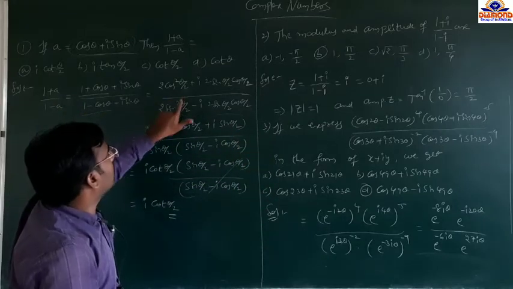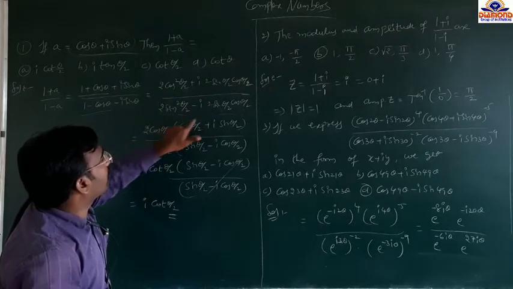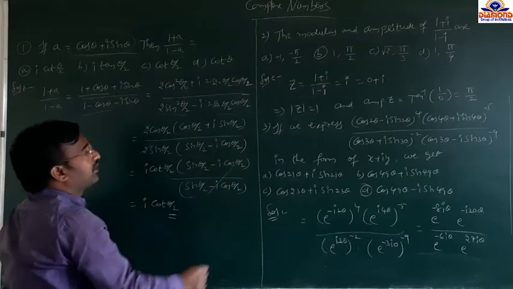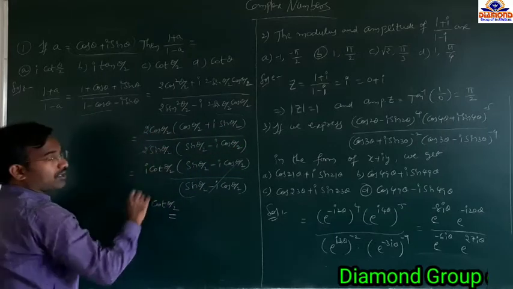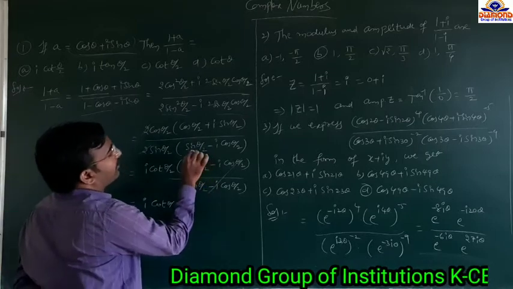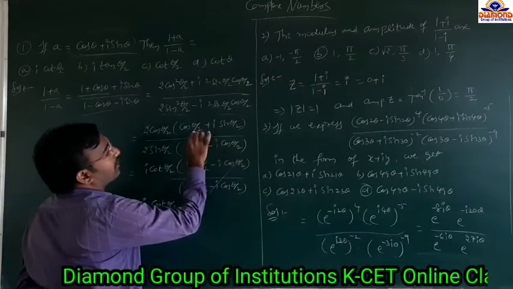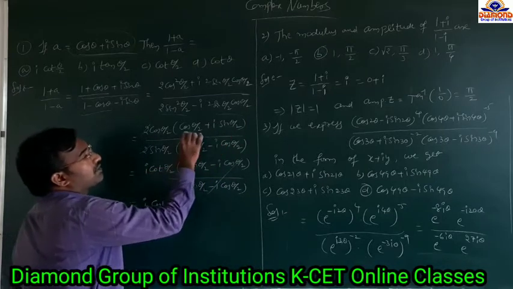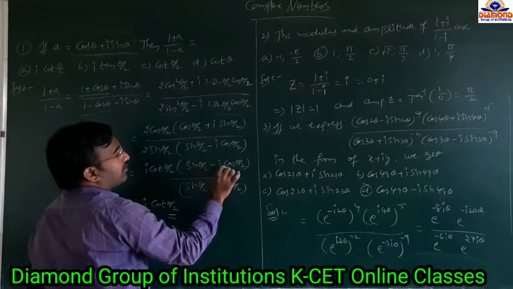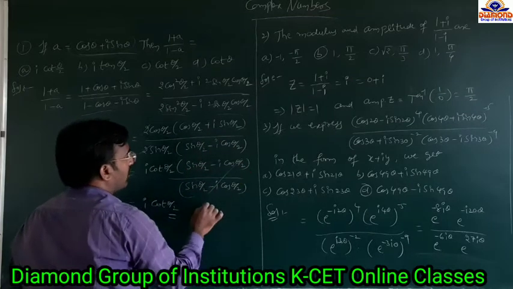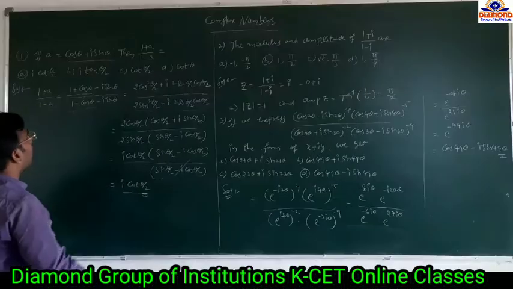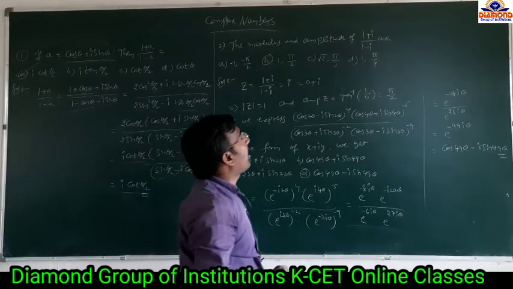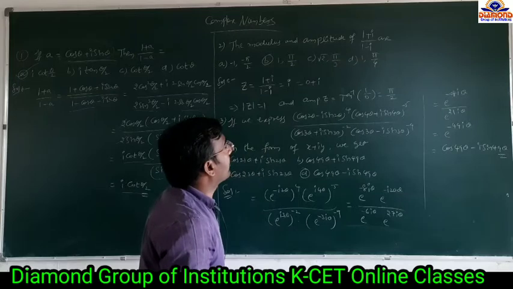From the numerator, 2 cos theta by 2 common. From the denominator, 2 sin theta by 2 common. What is the remaining? Cos theta by 2 plus i sin theta by 2 by sin theta by 2 minus i cos theta by 2. Here 2 cancels, cos by sin is cot. Observe clearly here: sin theta by 2 minus i cos theta by 2, and here cos theta by 2 plus i sin theta by 2. From the numerator, if I take i common, this is changed to sin theta by 2 minus i cos theta by 2 by sin theta by 2 minus i cos theta by 2. This is cancelled. What is the remaining answer? i cot theta by 2. Option is A.